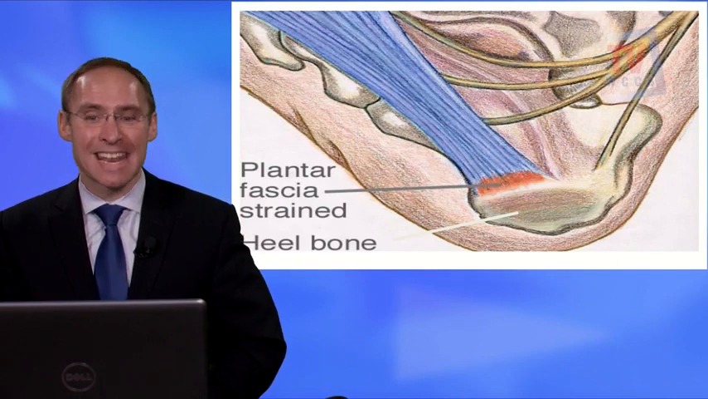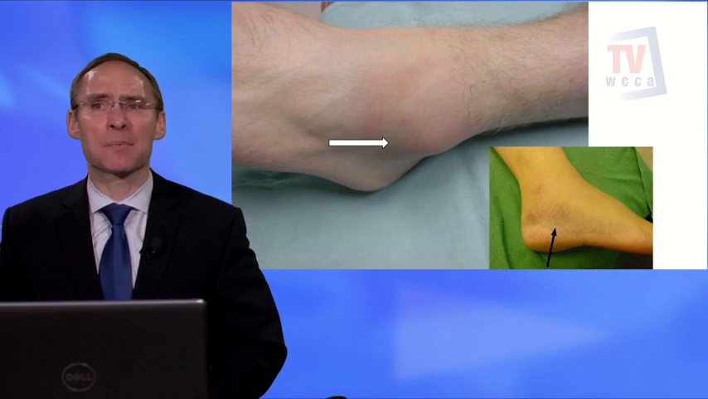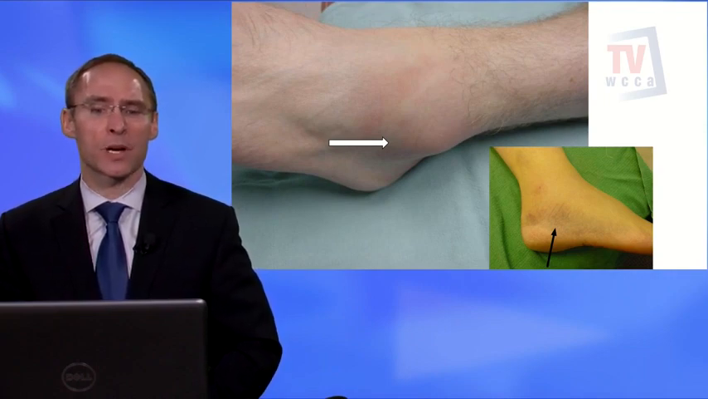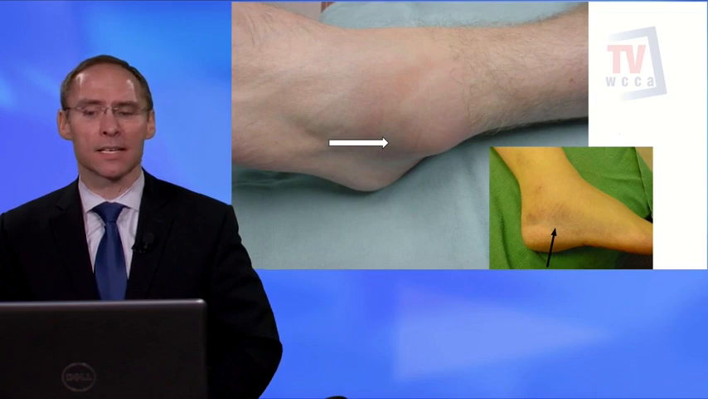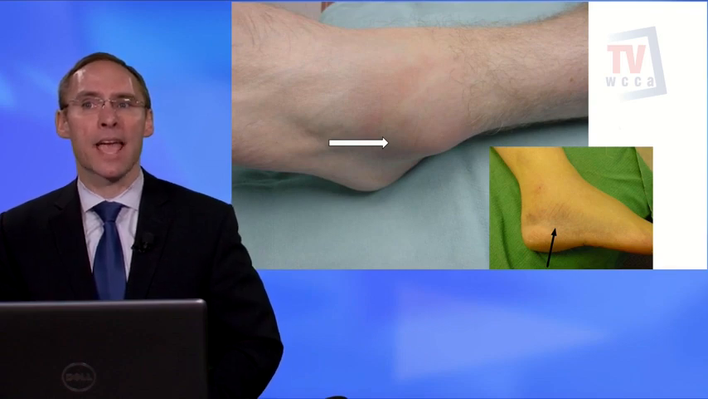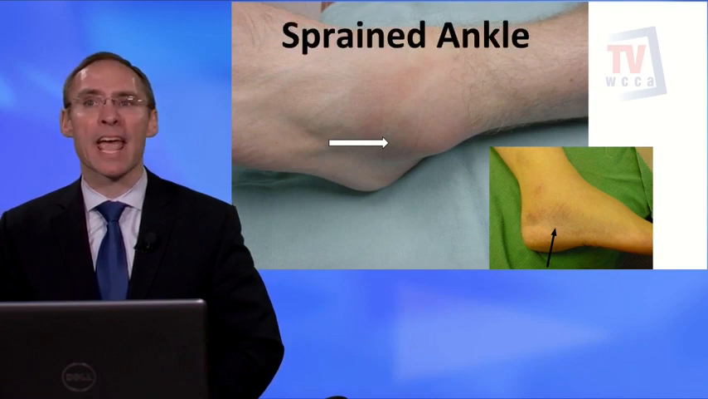So the next condition I want to talk about is something that can happen on the side of the ankle. So here are a couple of pictures. You can see the white arrow is pointing to the outside of the ankle, and this other one is pointing to some black and blue that you can see underneath the ankle. Any idea what this is? This is actually caused from a sprained ankle.